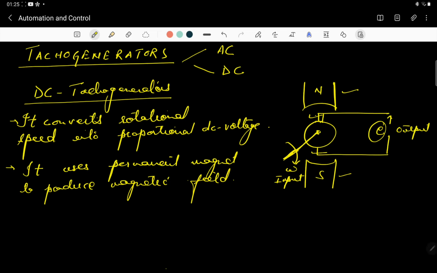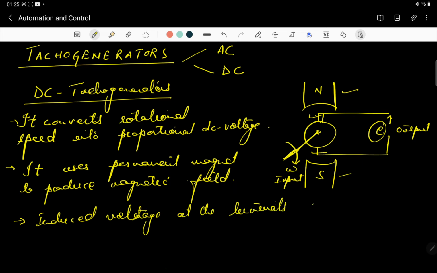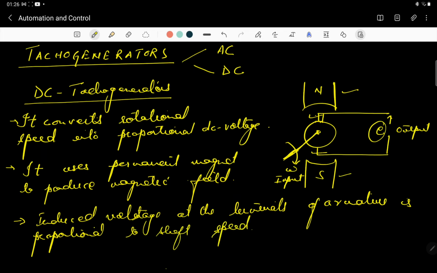So what is this? The induced voltage at the terminal of the armature is proportional to the shaft speed, and the polarity depends on the direction of rotation.